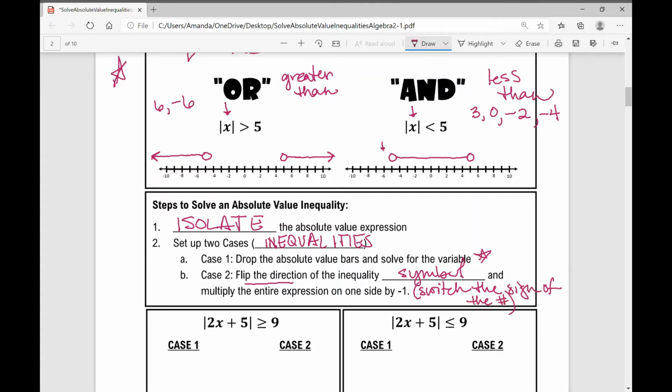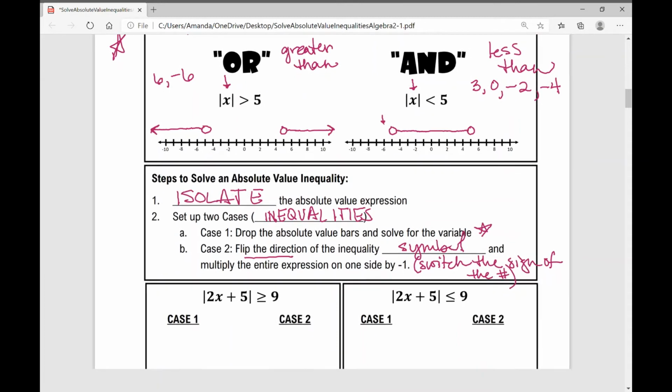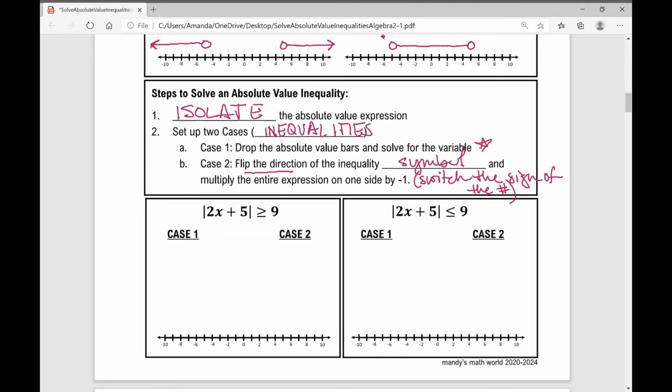So let's get into these two cases. We have an OR example and an AND example, and they look exactly the same except for our inequality symbol. So I'll show you why our solutions look different. When we solve this one over here, the absolute value of 2x plus 5 is greater than or equal to 9, we're going to set up our two cases.